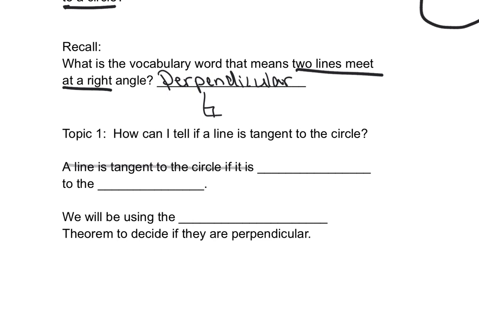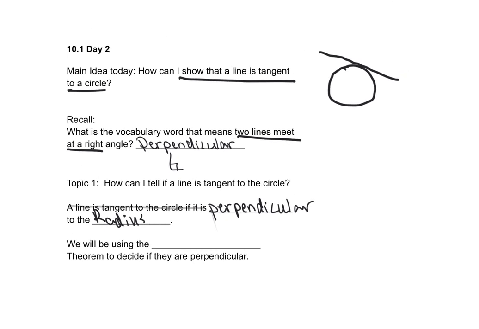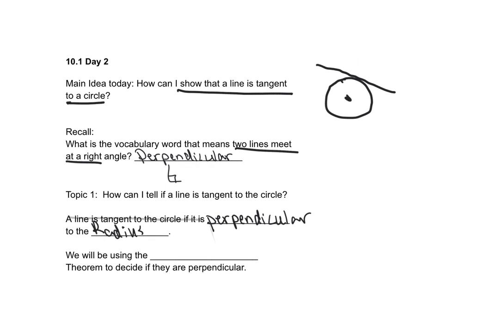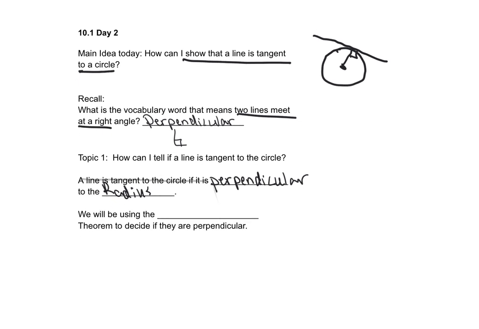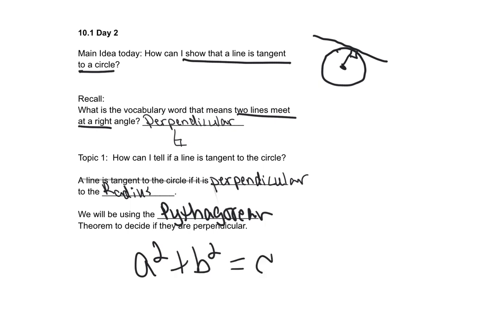So if it is perpendicular to the radius, what that means, as we come back up here and look at my picture, is that if I have a radius and these two make a right angle, then yes, that line is tangent and that other segment is a radius, okay? And we're going to be using the Pythagorean theorem. We've used the Pythagorean theorem. Remember, it's a squared plus b squared equals c squared.